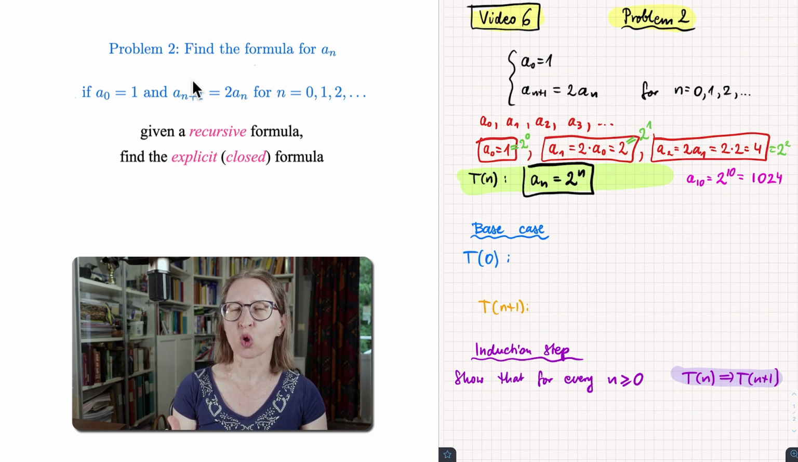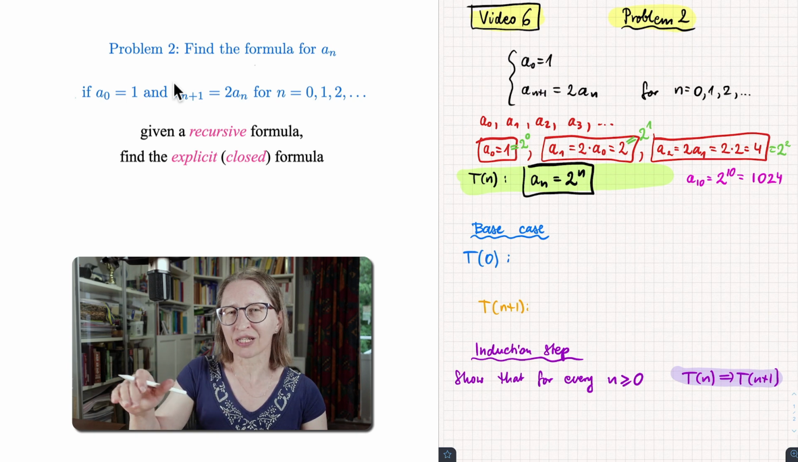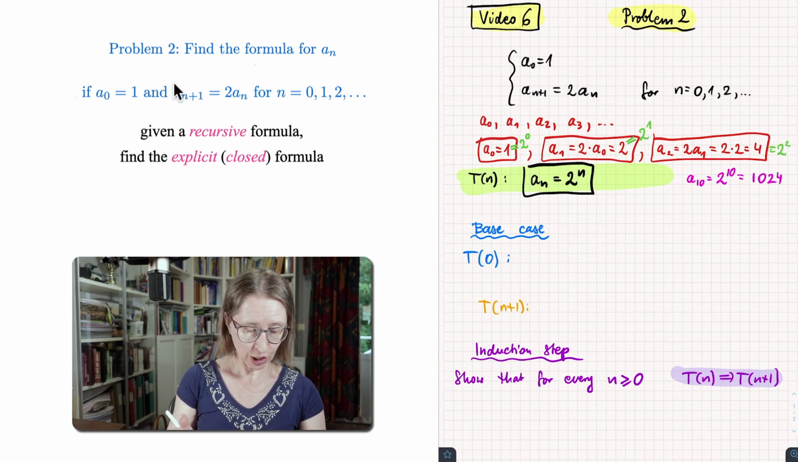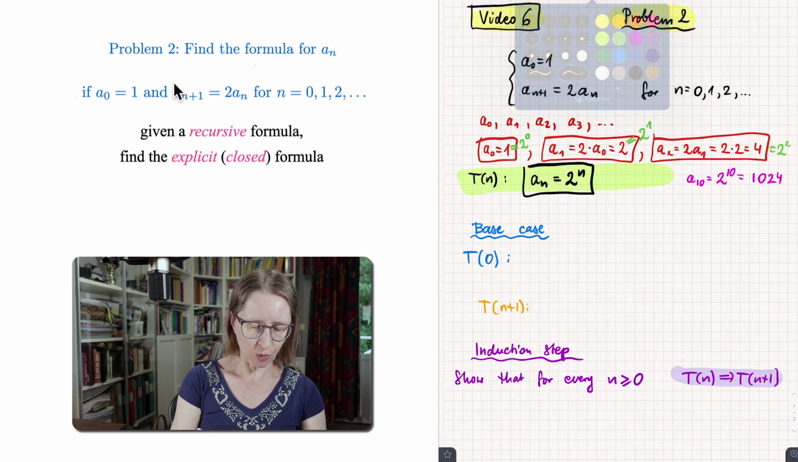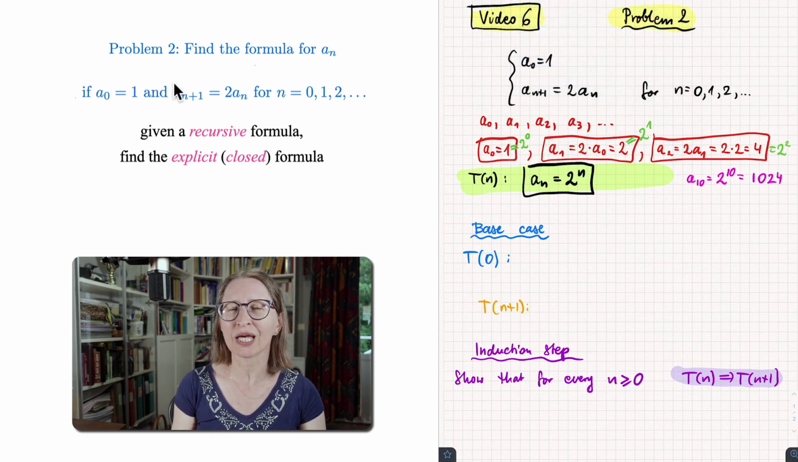So this is a closed formula, the formula which only depends on n. When you have n, you can compute an, instead of going through this entire chain of previous elements. So now we do have our T of n, which we have to prove.